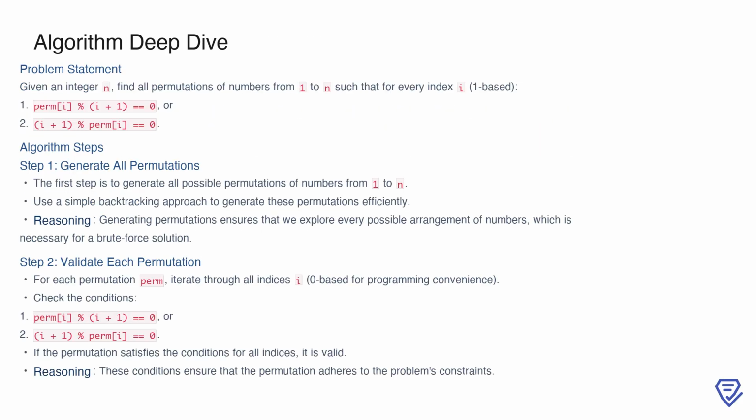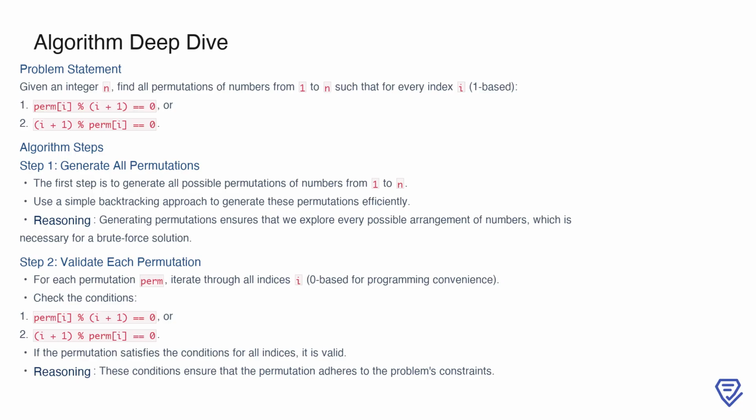To solve the beautiful arrangement problem, the goal is to find all valid permutations of numbers from 1 to n that satisfy specific divisibility conditions. For each index i, either the number at that index is divisible by its one-based position, or the position itself is divisible by the number.